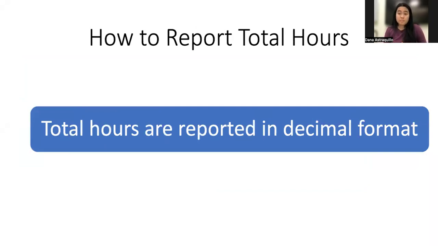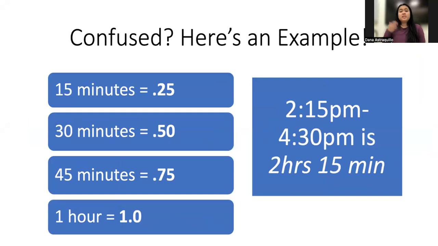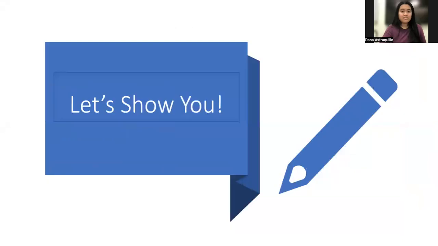Total hours are going to be reported in decimal format, specifically per quarter of an hour. Every 15 minutes equals a quarter of an hour. So 15 minutes, a quarter of an hour, 30 minutes, half an hour, so on and so forth, like quarters to a dollar bill. If you're confused, here's an example. If I worked from 2:15 to 4:30, I worked 2 hours, so that would be 2 plus that 15 minutes, a quarter of an hour additional. So that's 2.25 hours.